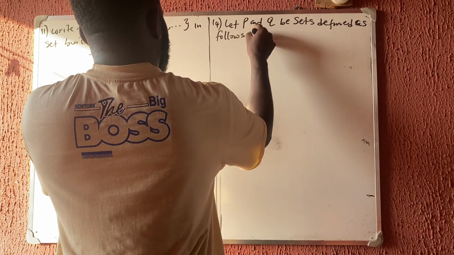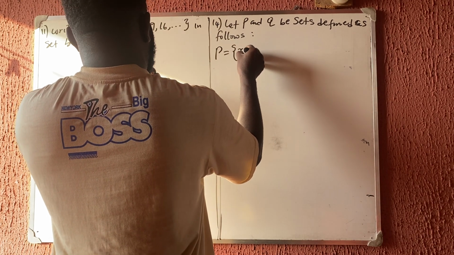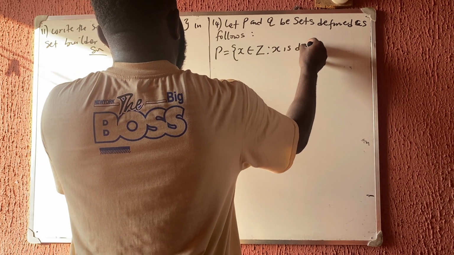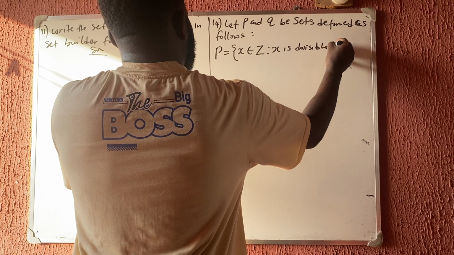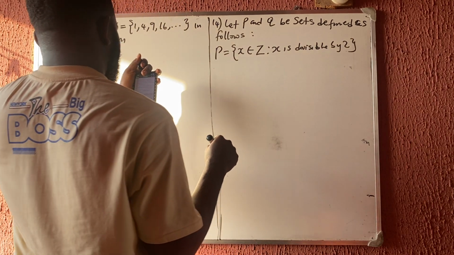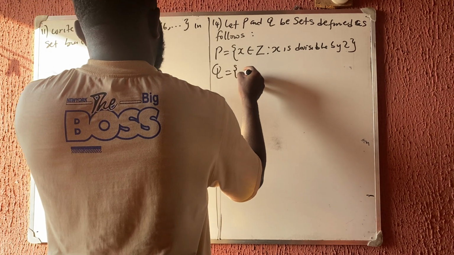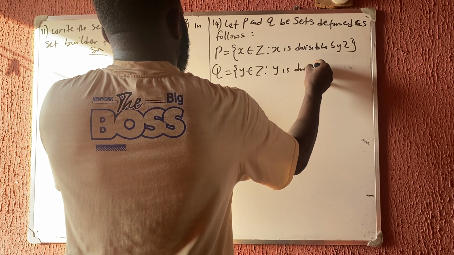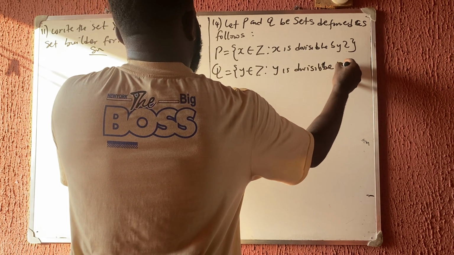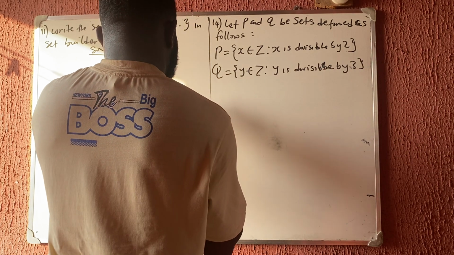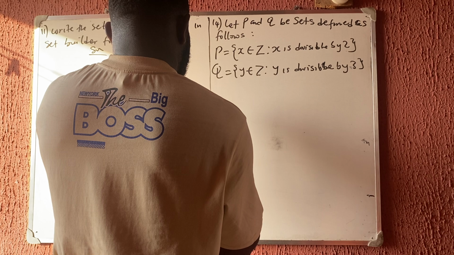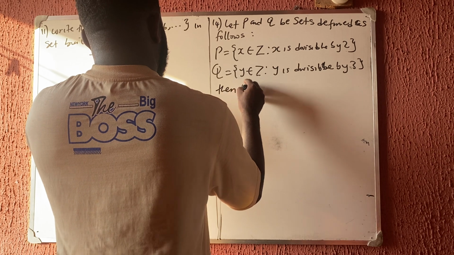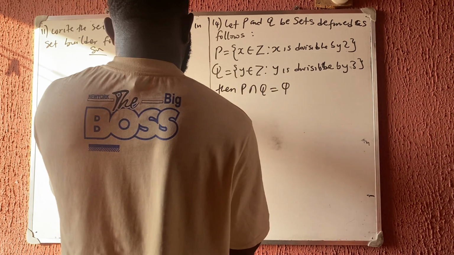They now say P is equal to the set of x, which is an element of integers, such that x is divisible by 2. And Q is equal to the set of y, which is an element of the integers, such that y is divisible by 3. Then they say P intersection Q is equal to the empty set.